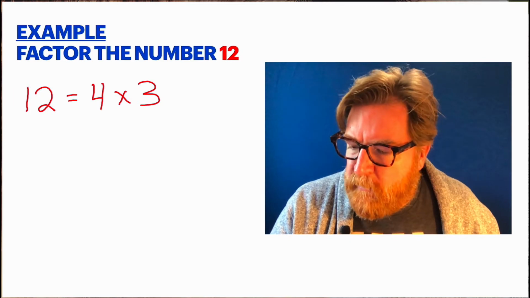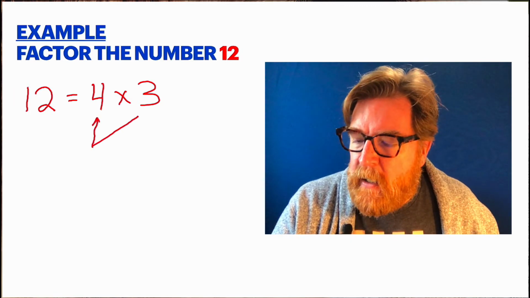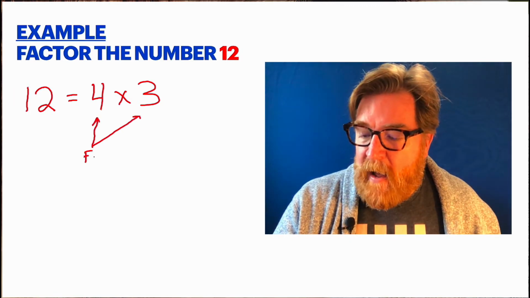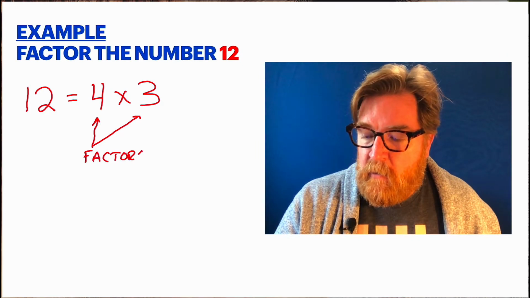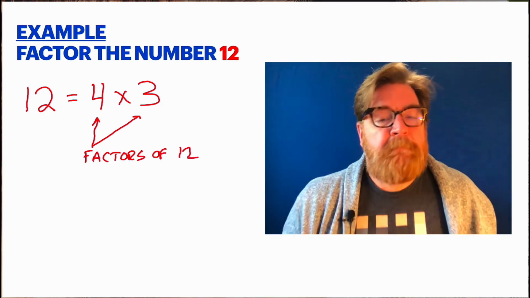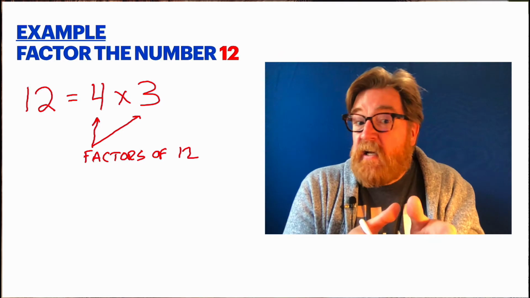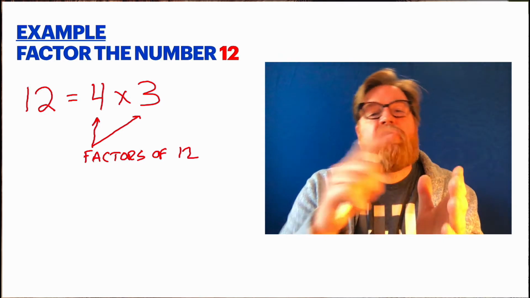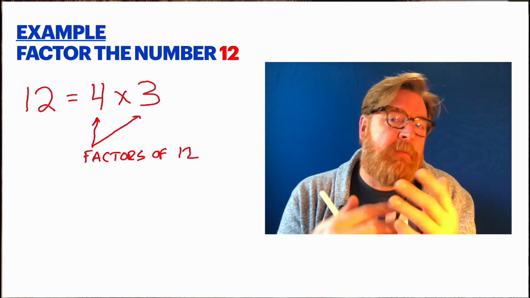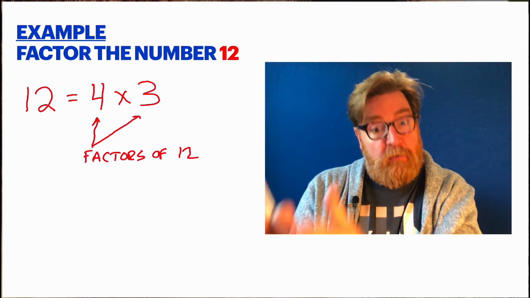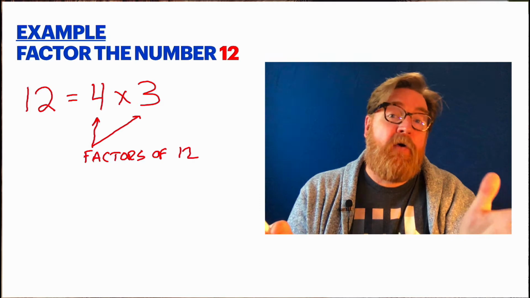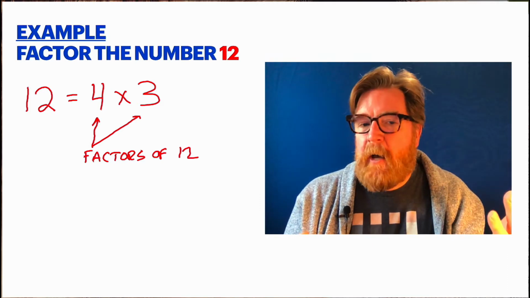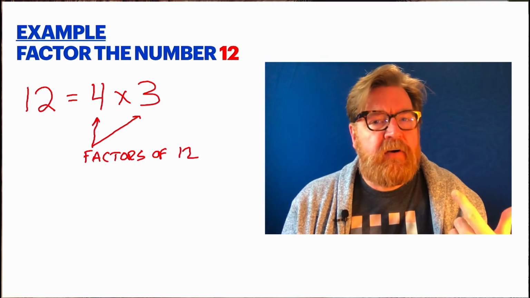Just a little bit of vocabulary. 4 and 3 are both called factors of 12. And if you focus in on 4, that's a factor of 12, then 3 is called its companion factor. And 3, if you're starting with it, then 4 is its companion factor. Okay? So let's do another example.